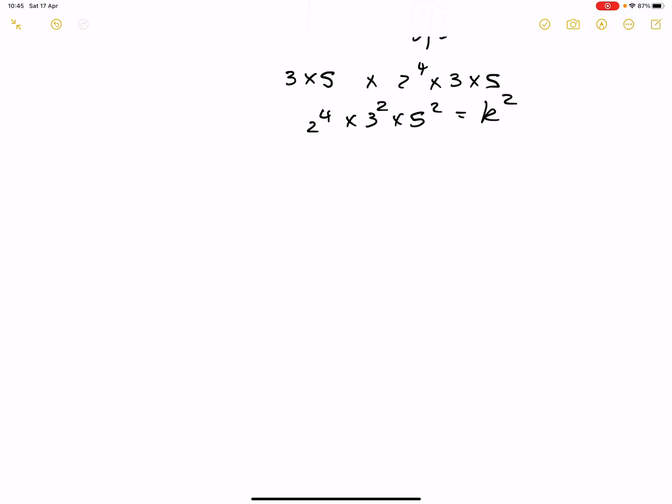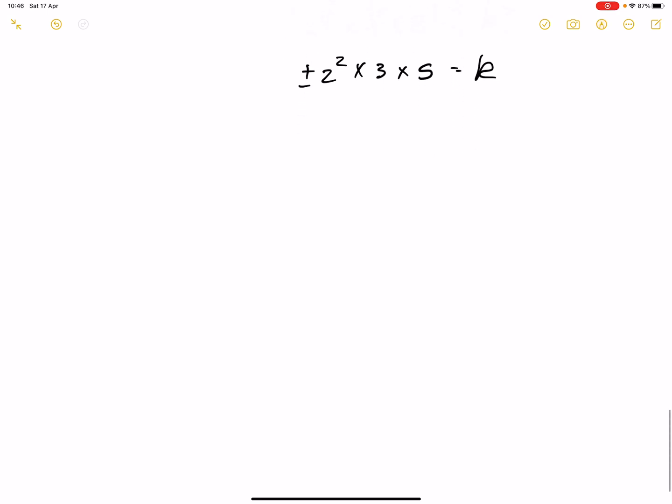And we can conveniently square root both sides. So we get 2 squared times 3 times 5, plus or minus that, is equal to k, or the y value at the maximum or minimum. And so 2 squared, 4 times 5, which is 20. 20 times 3 is 60. So k is equal to plus or minus 60, which is what we found earlier.